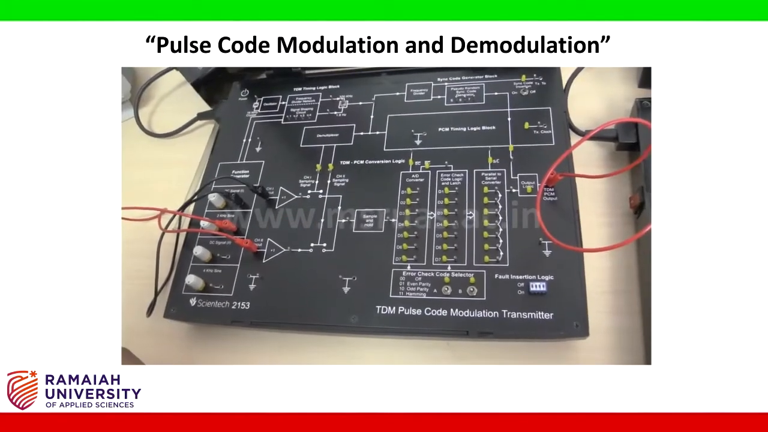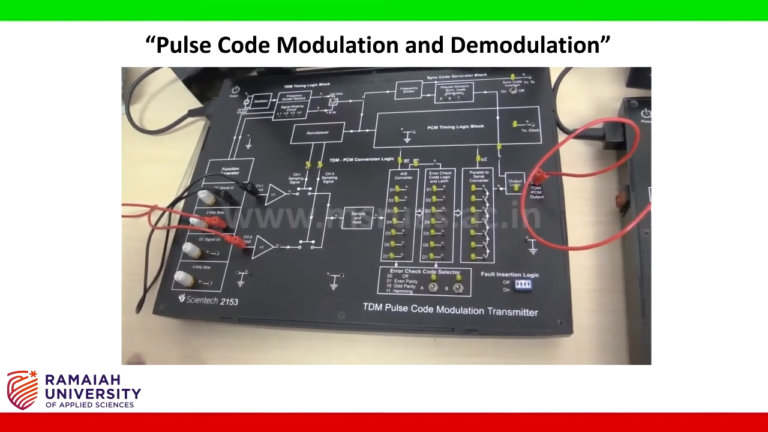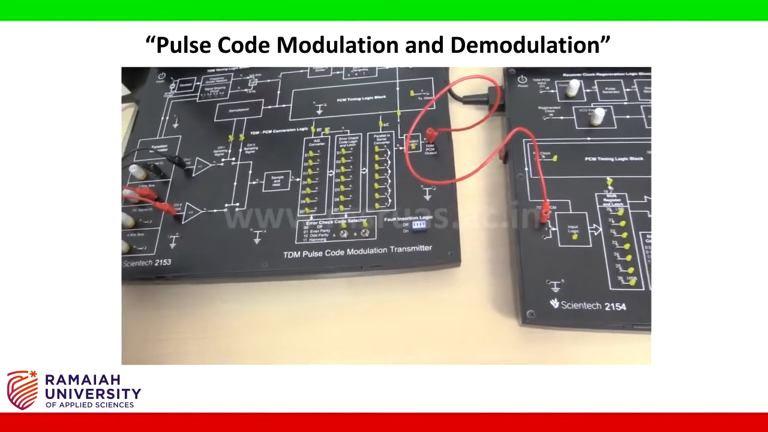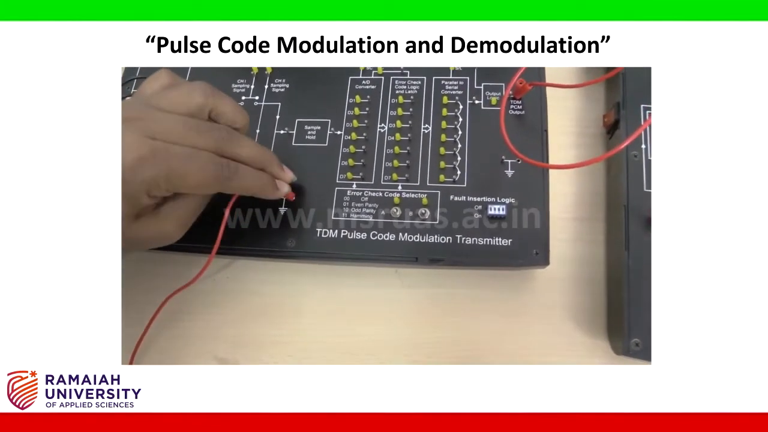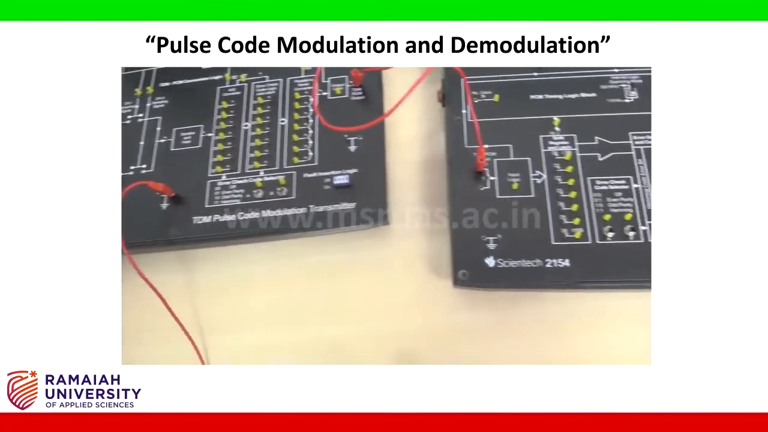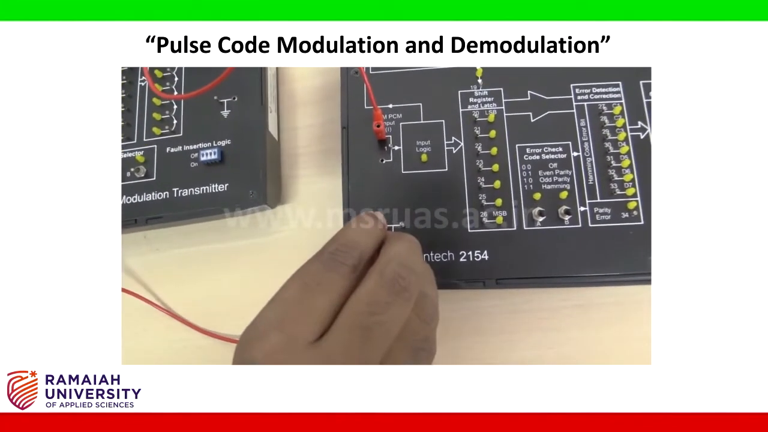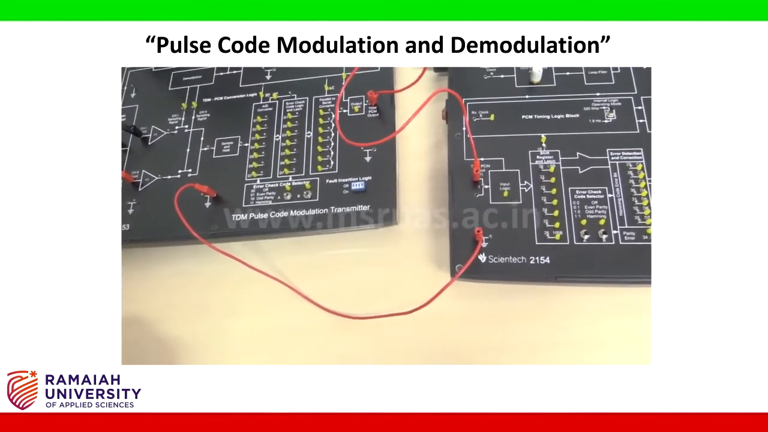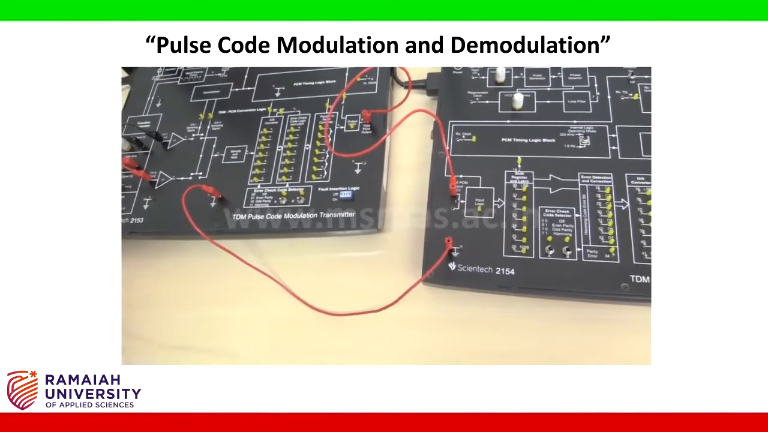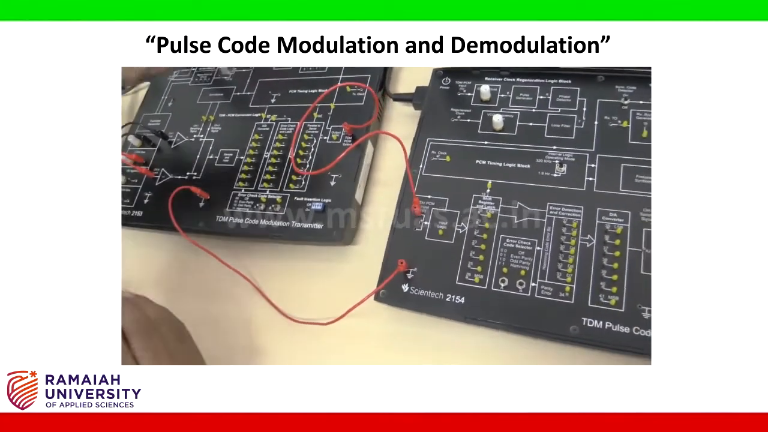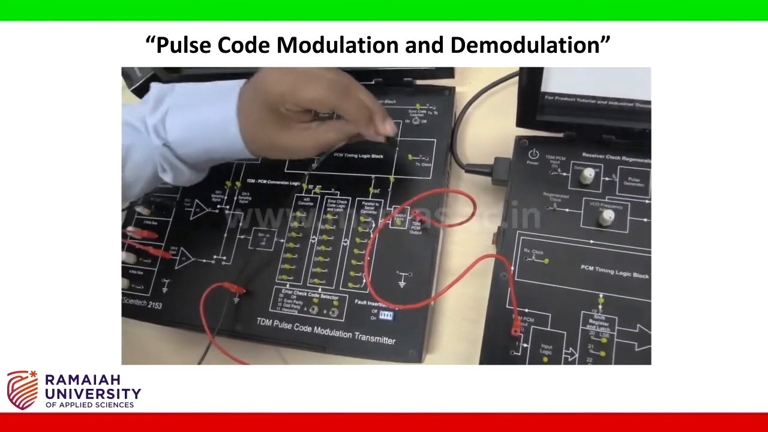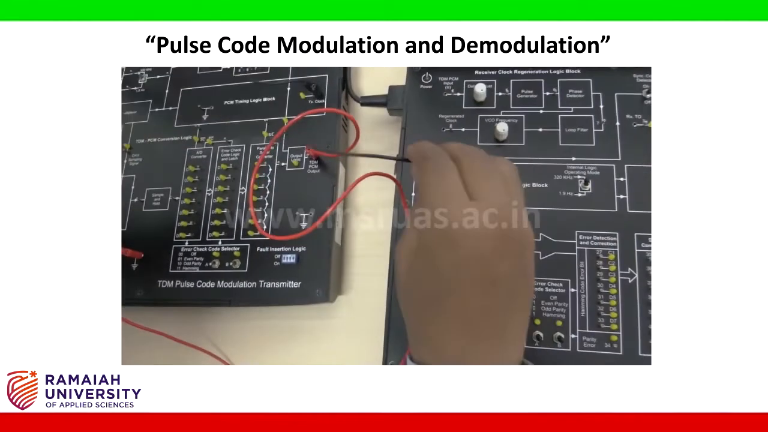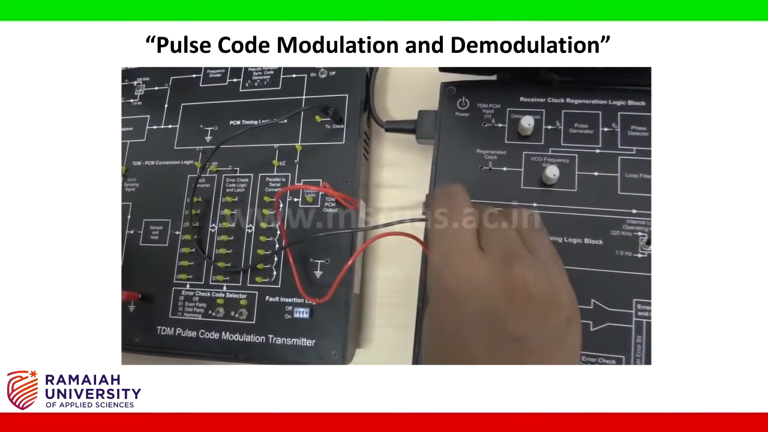I am creating a common ground for both the Syntec 2153 and Syntec 2154 boards. I am connecting the ground of 2153 to the Syntec 2154 ground. I need a common synchronous clock between the two boards, so I am connecting the transmission clock of board 1 to the transmission clock of board 2.